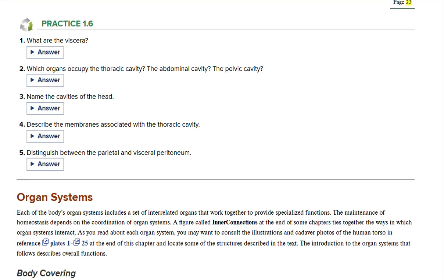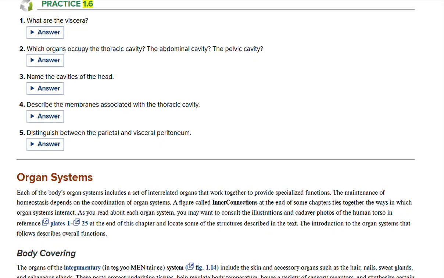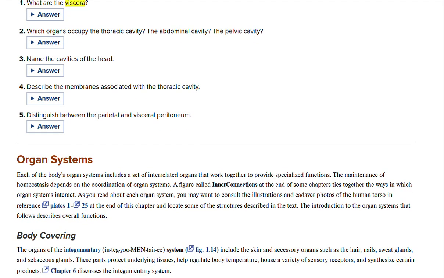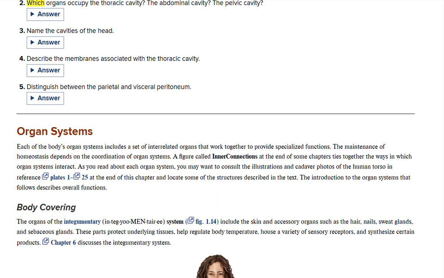Page 23. Practice 1.6. What are the viscera? Answer. Start revealed content. Viscera are the organs within the thoracic and abdominopelvic cavities. Revealed content has ended. Which organs occupy the thoracic cavity? The abdominal cavity? The pelvic cavity?